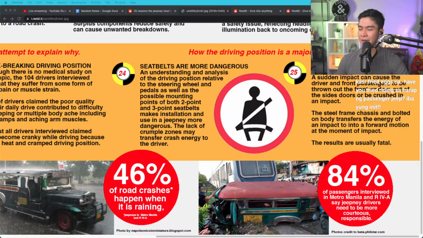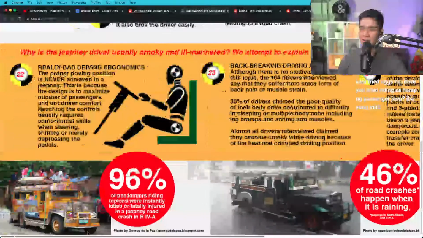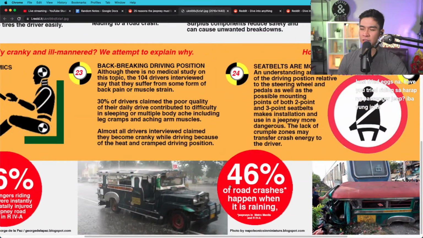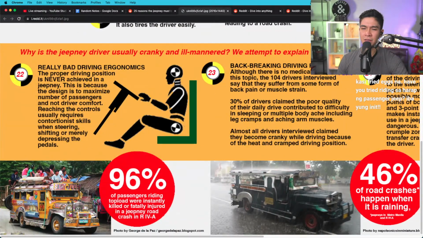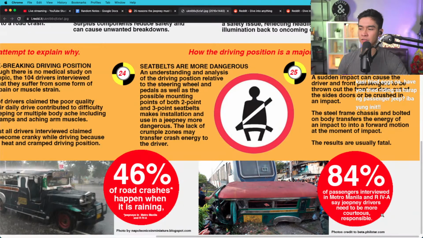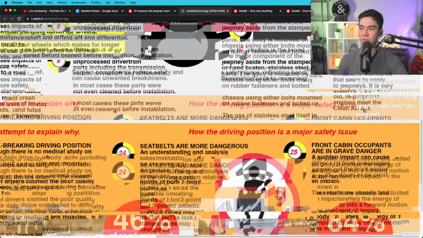Front cabin occupants are in grave danger. A sudden impact can cause a driver and front passengers to be thrown out the front window, out of the side doors, or be crushed in an impact. The steel frame chassis and bolted on body transfers the energy of an impact into a forward motion at the moment of impact. So 96% of passengers riding top load were instantly killed. Wow. 96%. That's insane. 46% of road crashes happen when it is raining. 84% of passengers say jeepney drivers need to be more courteous and responsible.